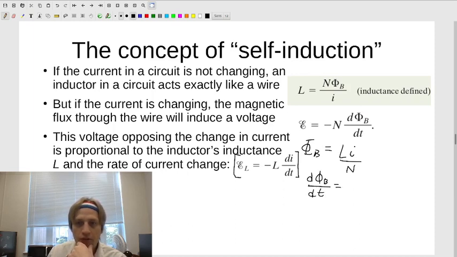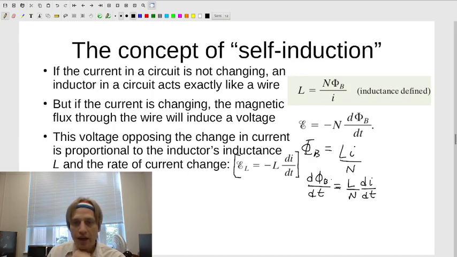If I have an object whose inductance is a constant, it's a property of the device, then the N, the number of loops in that coil, is not going to be changing. The L is not going to be changing, and so the entire change in the flux per unit time is just going to be L over N times dI dt. Okay, so we're taking the time derivative of both sides of this expression.